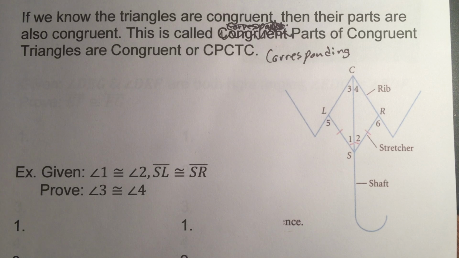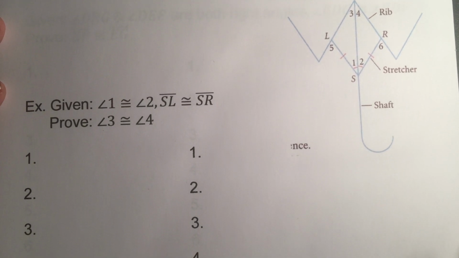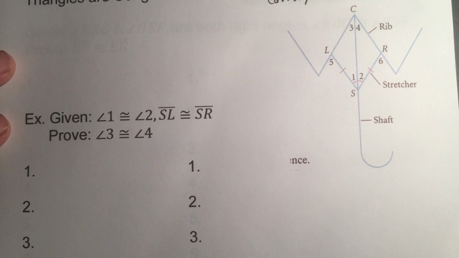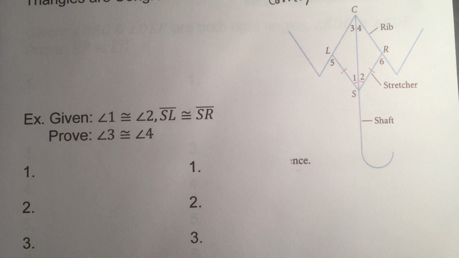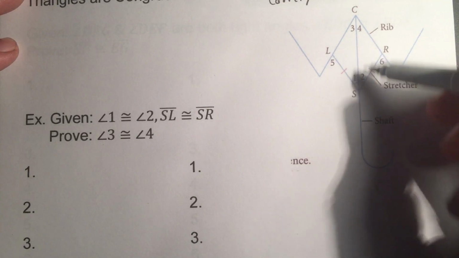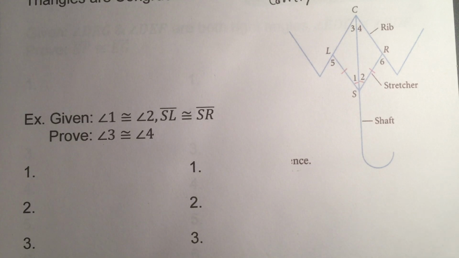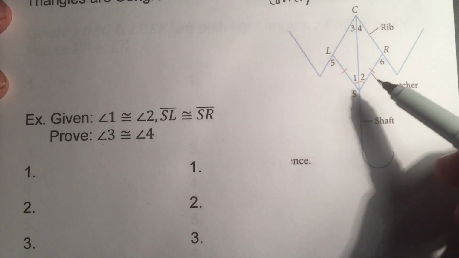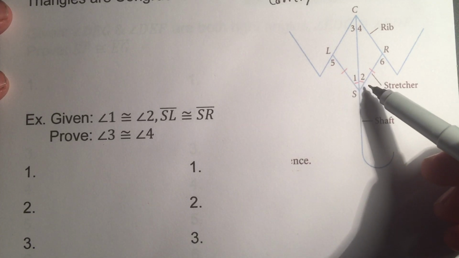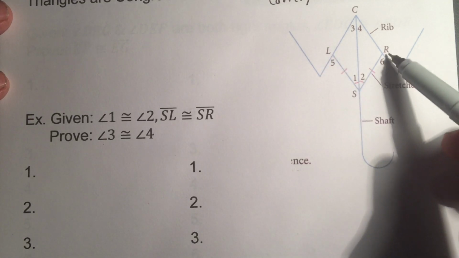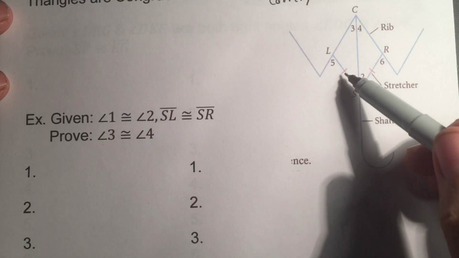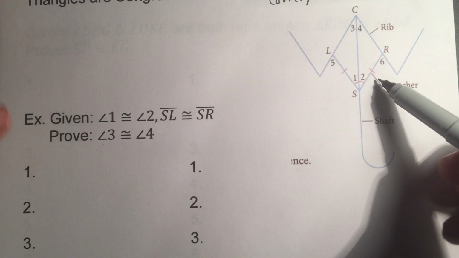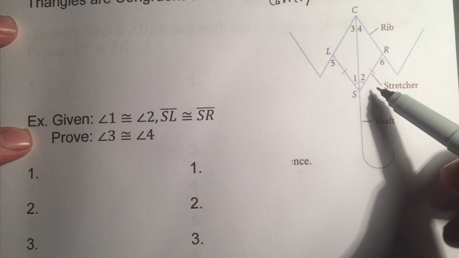So here's how this is going to work. We have a figure right here, which is actually part of an umbrella, if you think about it. This is what stretches up and down, which makes your umbrella unfold. Anyway, that's what this is from. We're given that angles 1 and 2 are congruent. So we have the bottom two here and we have the marks. We also know that SL and SR are congruent. Again, we have the marks to show that. We need to show that angles 3 and 4 are congruent.